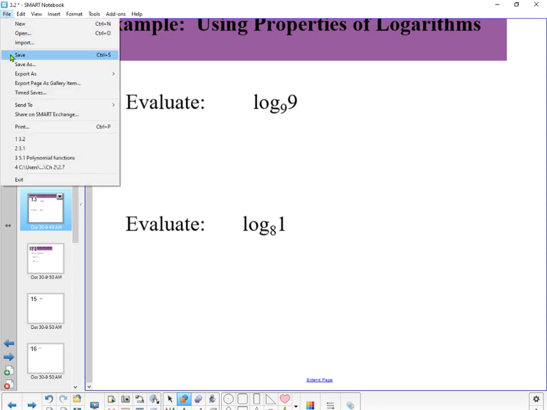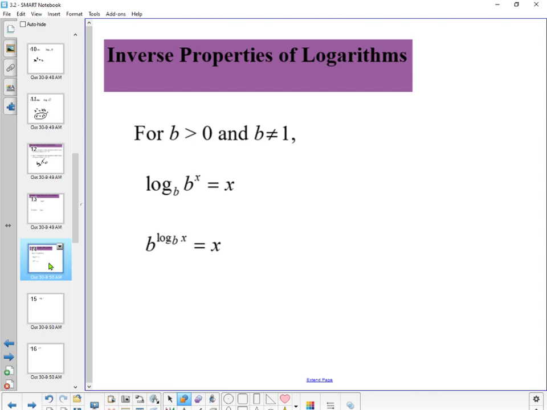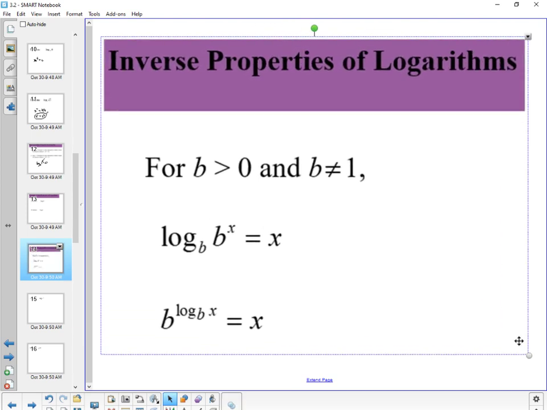Let me save this. Wait, I have to save it. Okay, did I do the same thing here? No. Oh, more properties. You want these. Log base b of b to the x is going to be equal to x.